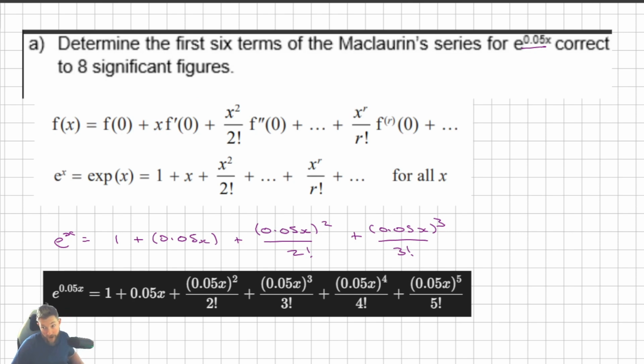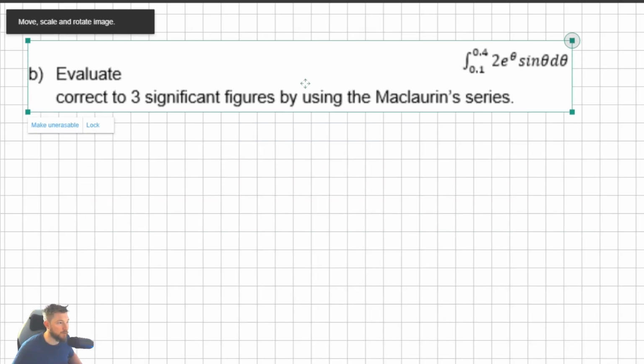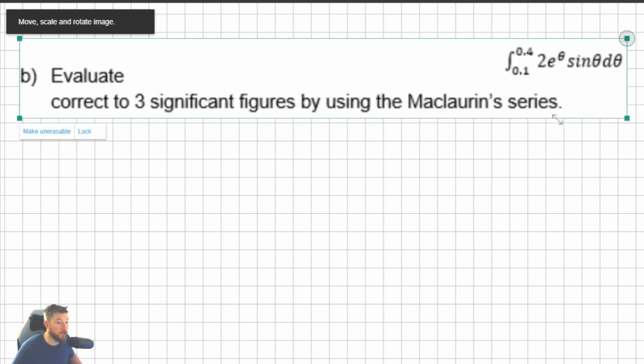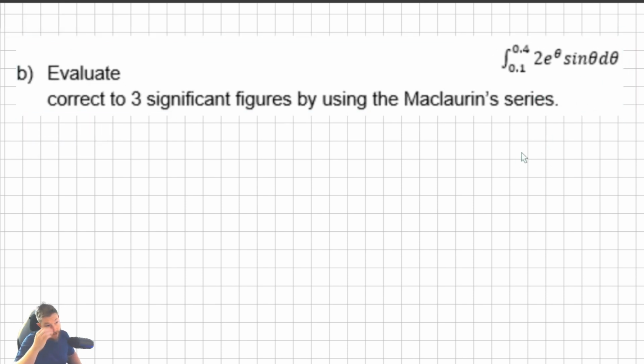There was then a second part of the question, which I don't think massively relates to the first part. I don't think it's a hence or otherwise question. The follow-up question was to evaluate this integral, 2e to the theta times sine theta d theta, between 0.1 and 0.4. Now that certainly looks like an intimidating integral, but we've been told to use the Maclaurin series, and that massively helps us because the Maclaurin series itself is in the formula book.